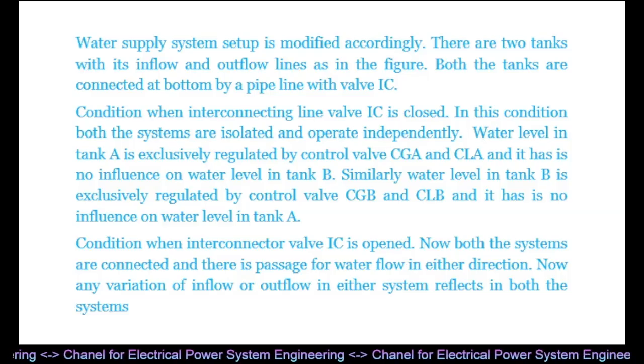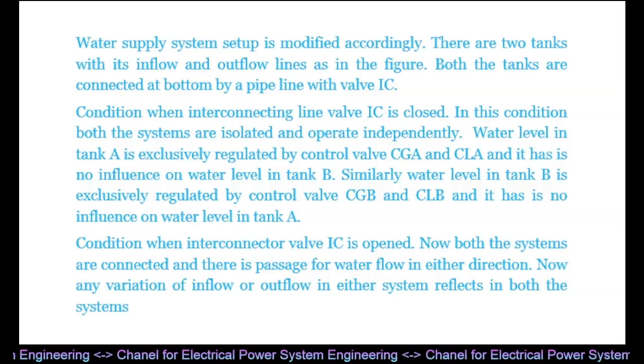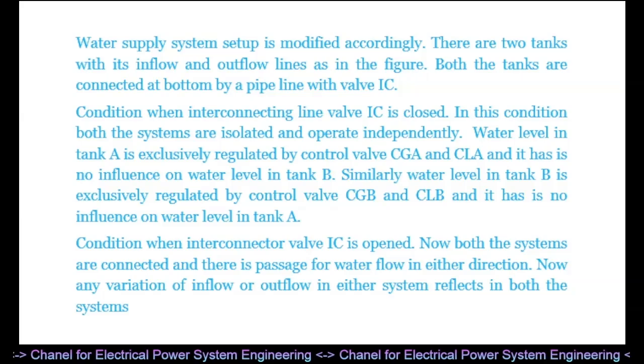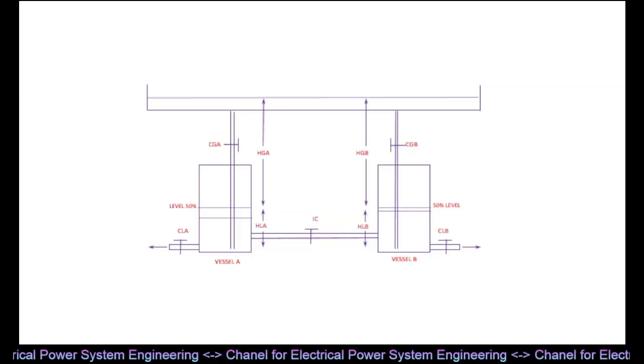Condition when interconnector valve IC is opened. Now both the systems are connected and there is a passage for water flow in either direction. Now any variation of inflow or outflow in either system reflects in both systems. Consider control valve CLA is opened to increase outflow.